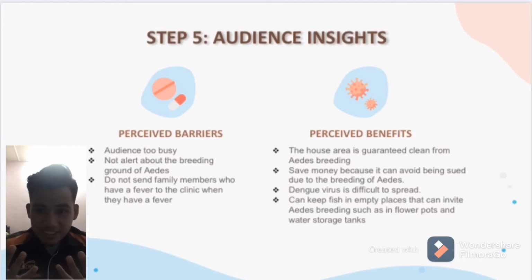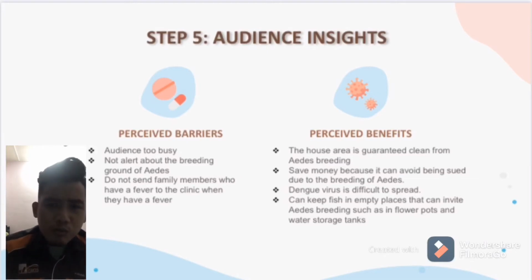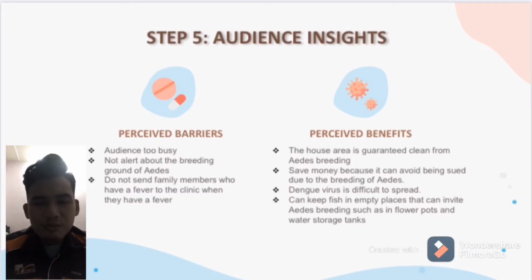It is the benefits that the audience gets if they engage in the behavior. The first benefit is the house area is guaranteed clean from Aedes breeding, so they can prevent dengue fever by cleaning their home area. The next benefit is the audience can save their money, because they can avoid being fined for breeding Aedes. For example, a fine of about 500 ringgit for the first offence, set by the Ministry of Health Malaysia, which is KKM, for the breeding of Aedes mosquitoes.